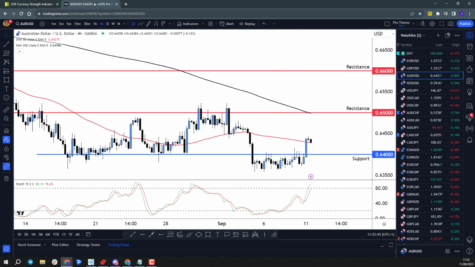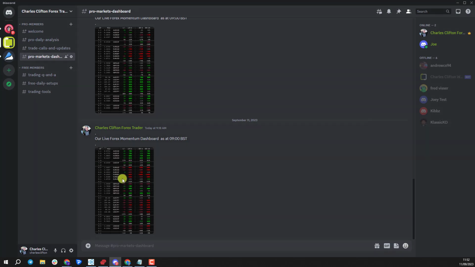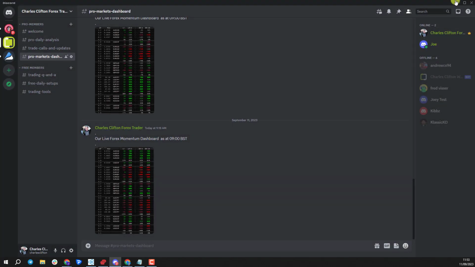Charles did also send me screenshots of the dashboard. If you want to see any kind of dashboard updates as well, please head over to the Discord. You can see Pro Markets dashboard, and you can click the 9 AM one. At this point, the Aussie dollar was building with strength. You can see 179 here. You can see all the bright green, essentially. So the Australian dollar definitely gaining some strength through that period of time. That has faded slightly now.